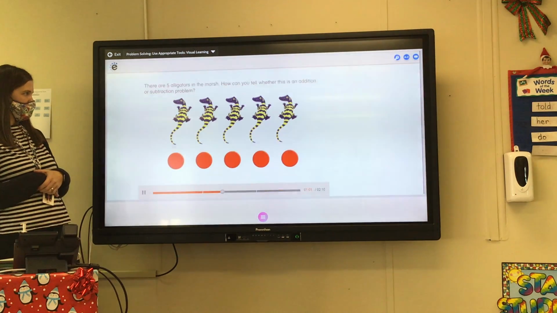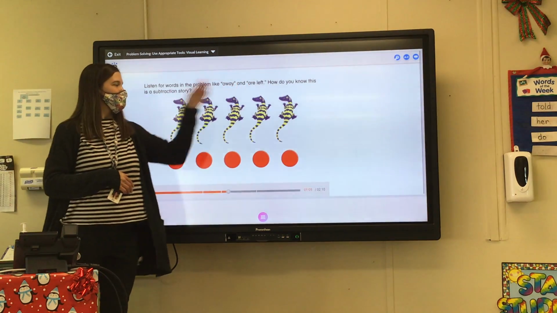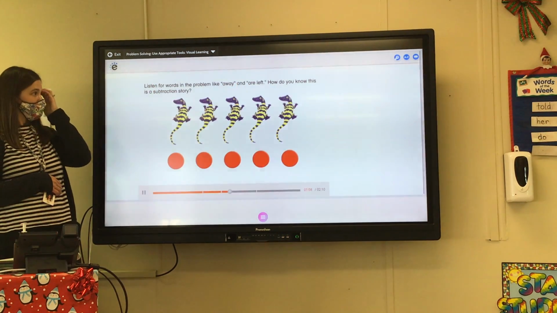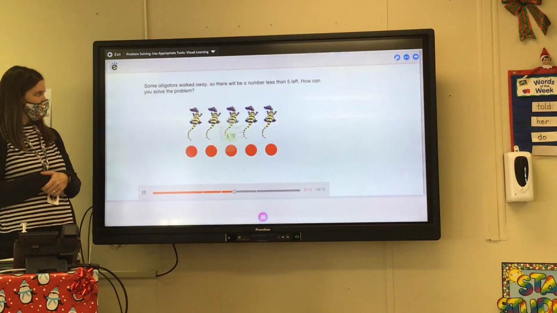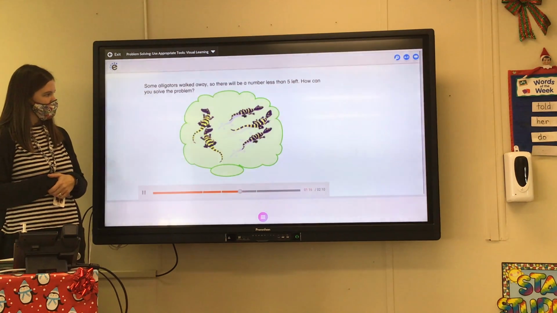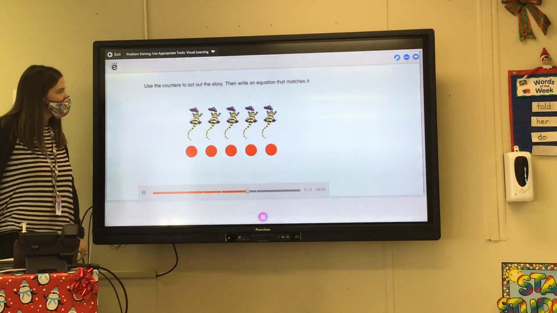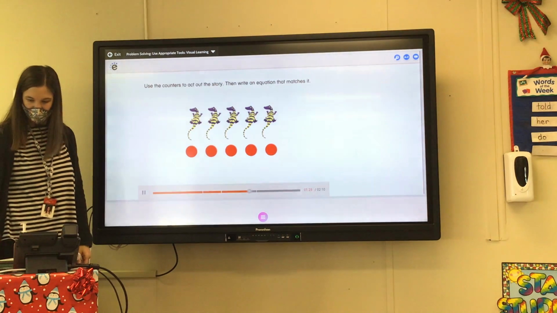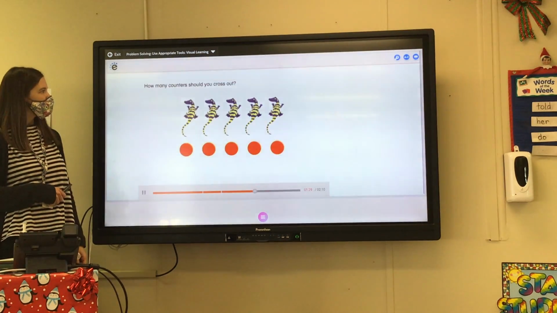Okay, let's listen. Listen for the words in the problem like away and are left. How do you know this is a subtraction story? Some alligators walked away, so there will be a number less than 5 left. How can you solve the problem? Use the counters to act out the story. Then write an equation that matches it. How many counters should you cross out? 3.